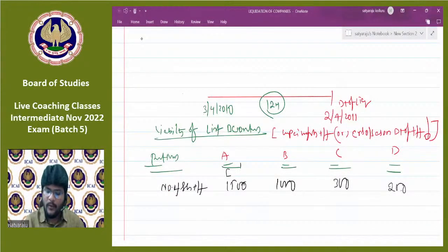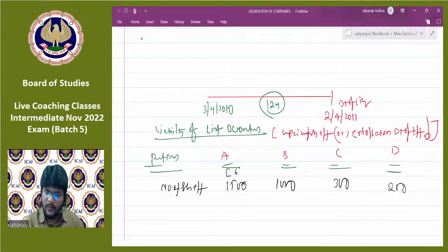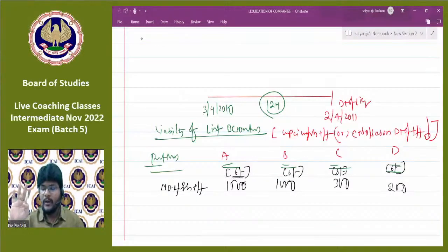Directly I'll put the paid up value, that's better, which was 6 rupees. 6 rupees is the paid up value for all the equity shareholders. Here also 6 rupees is the paid up value. Am I right? So if 6 rupees is the paid up value, may I know how much the unpaid value is? 4 rupees. 4 rupees per each and every equity shareholder.